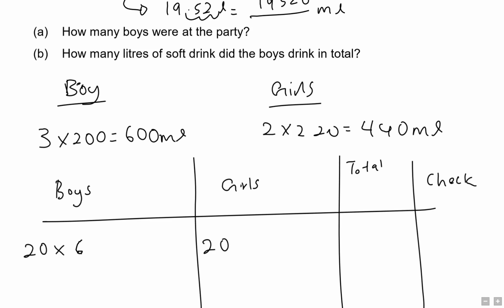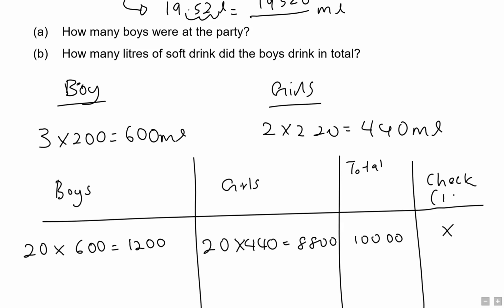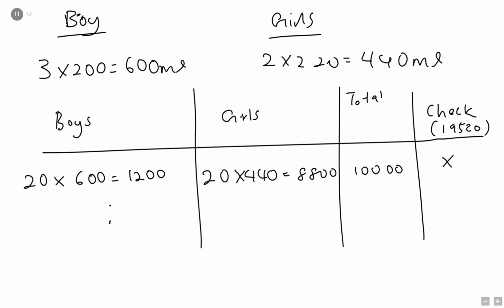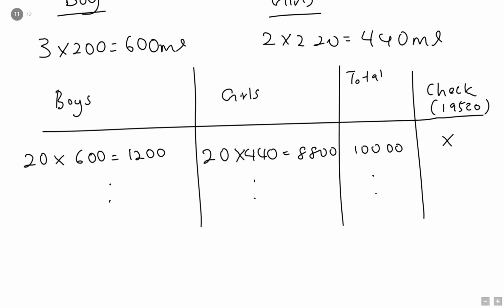Each boy is going to drink 600, and each girl is going to drink 440. So I can find out the total with your calculators. It will be 8800. Total will be 10,000. It's not quite what I want, because I need a total of 19520. So you can continue to change the number so long as the number of children is 40.